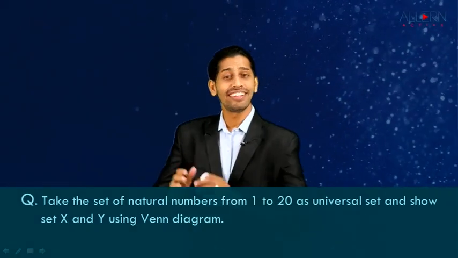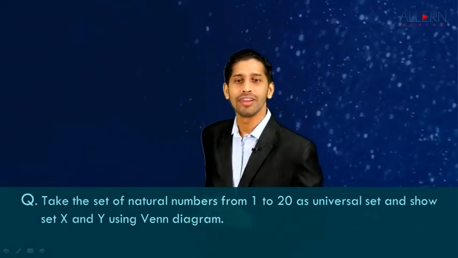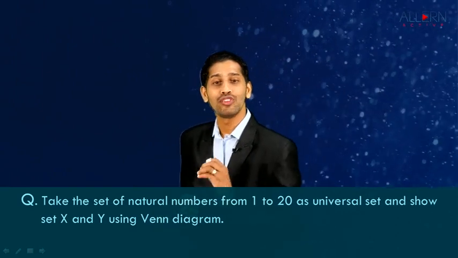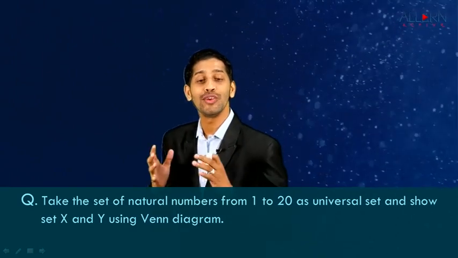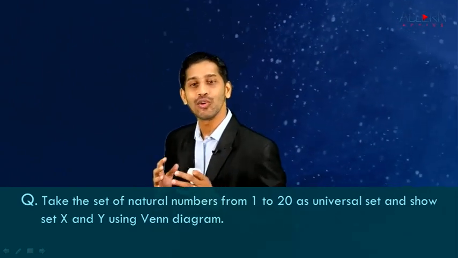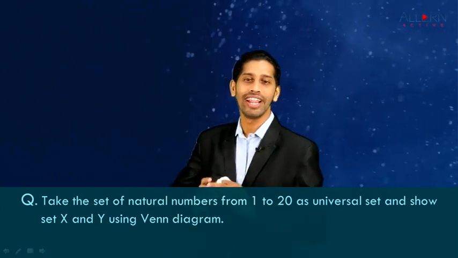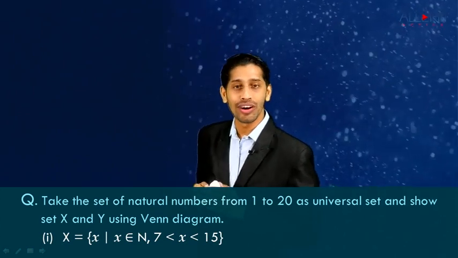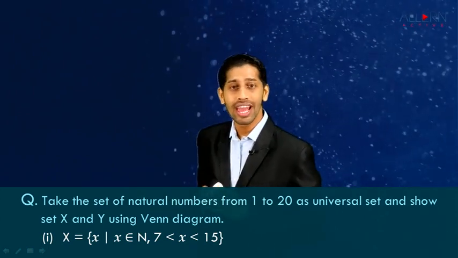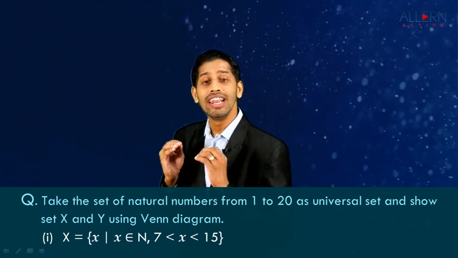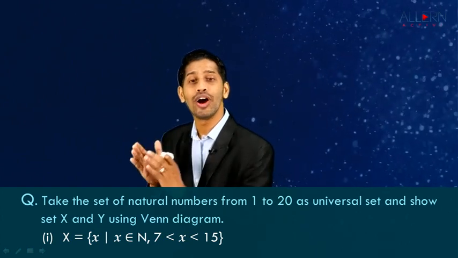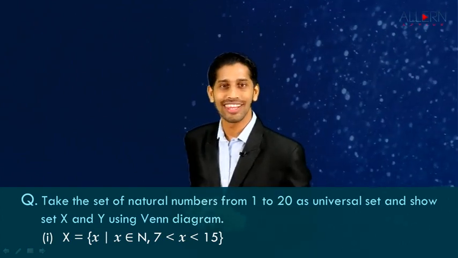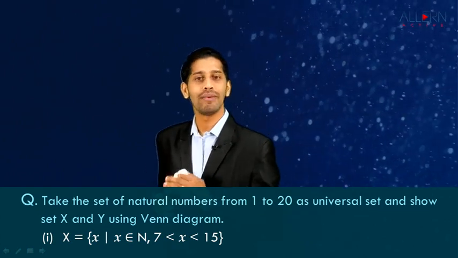Hi, let's take a very interesting question from this chapter. Take the set of natural numbers from 1 to 20 as a universal set and show set X and Y using Venn diagram. That means in this question, two sets are given to us, set X and set Y, and we have to consider the list of natural numbers from 1 to 20 as a universal set, and then we have to represent that by Venn diagram.